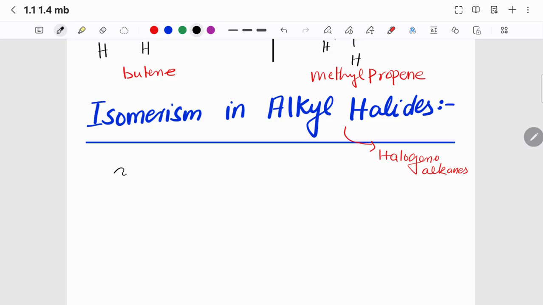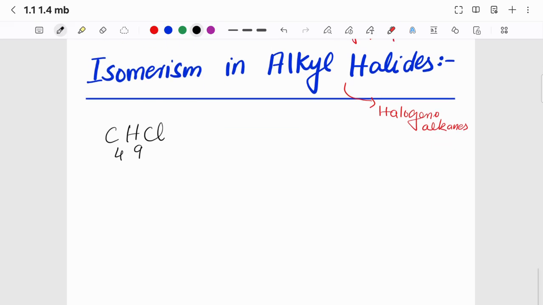So I'm going to take the example of again 4 carbon and H9, and 1 hydrogen atom is being replaced by chlorine. So how many arrangements are possible here? Firstly, I will arrange all the 4 carbon in a single straight chain. Then the chlorine will be attached with the first carbon. Secondly, I will again arrange all the 4 carbon in a straight chain, but now the position of the chlorine will be changed.